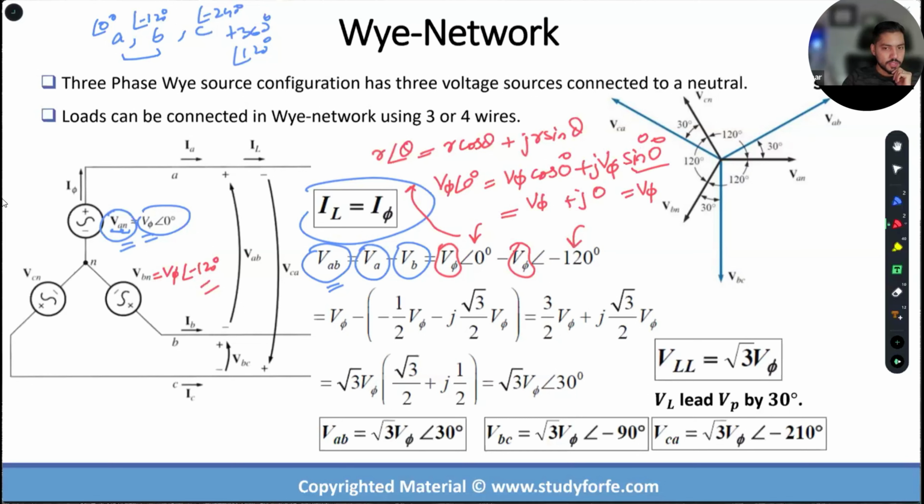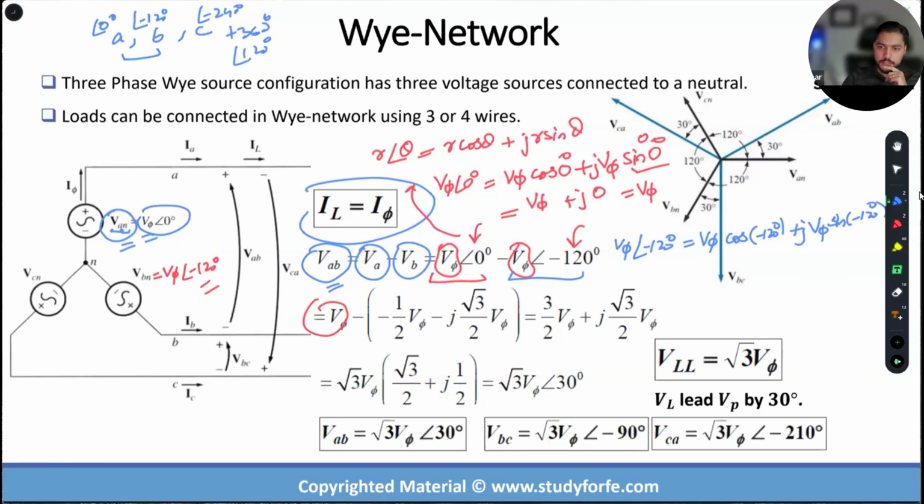Okay. Notice that this term is simply V phase. Let us take care of V phase at minus 120. So V phase at minus 120 degrees is equal to V phase cosine of minus 120 degrees plus j V phase sine of minus 120 degrees.